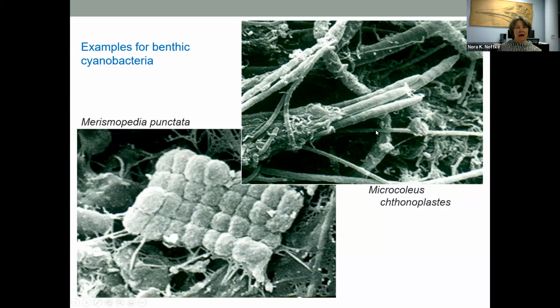So here are two examples for benthic cyanobacteria. This is the species Merismopedia punctata. It forms pillow-like clusters of round-shaped cells that are firmly attached with their extracellular polymeric substances, abbreviated as EPS, to their substrate. This here is Microcoleus tonoplastis, which was recently renamed, which is a filamentous form. It forms elongated chains of cells.